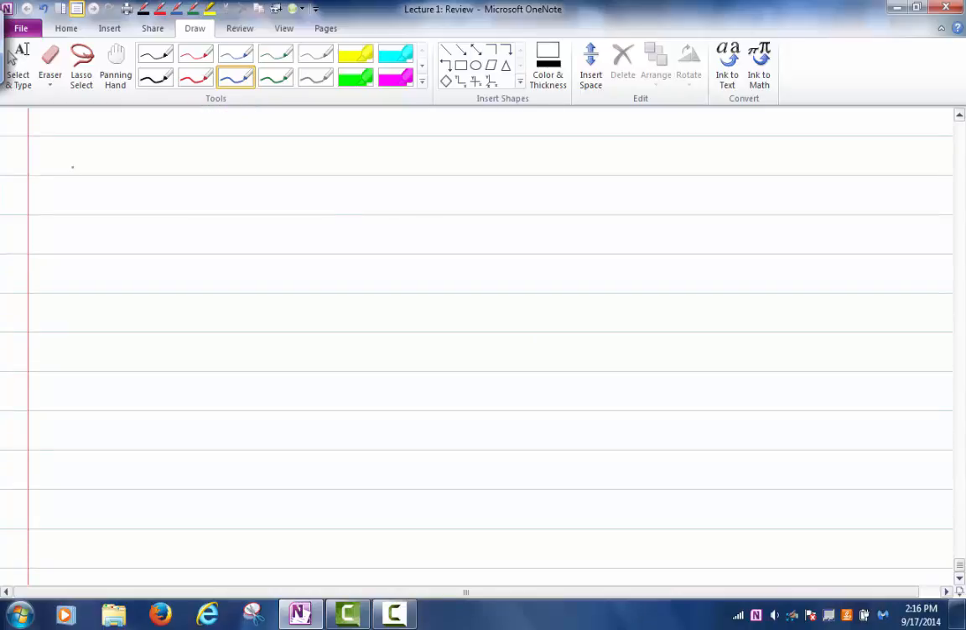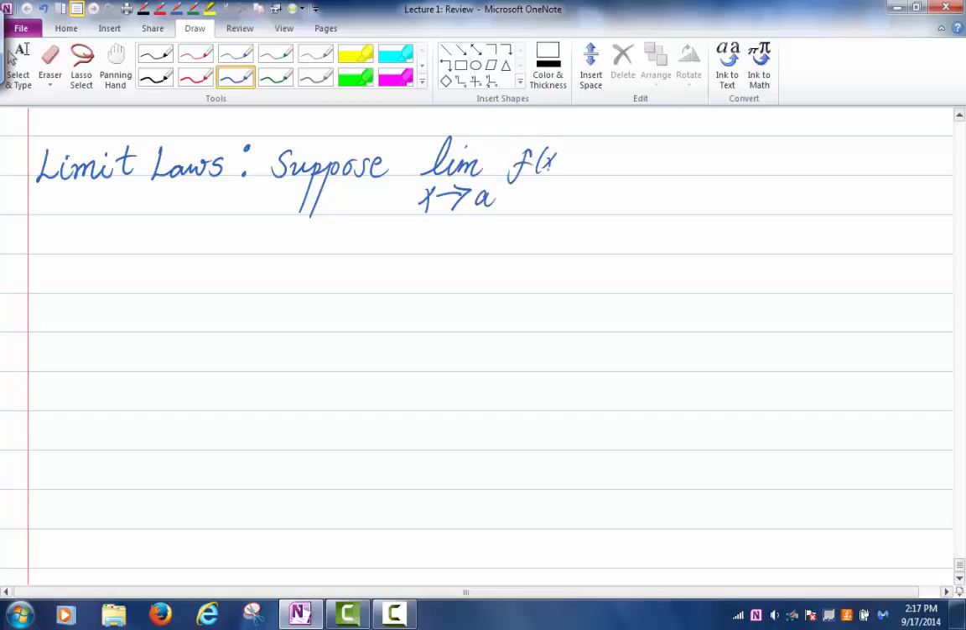Now the algebraic rules. So now the algebraic rules of limits. So some limit laws. I should say the algebraic limit laws. We are going to suppose here the limit as x goes to a of f of x, and the limit as x goes to a of g of x, they both exist. Okay? These limits are some numbers.